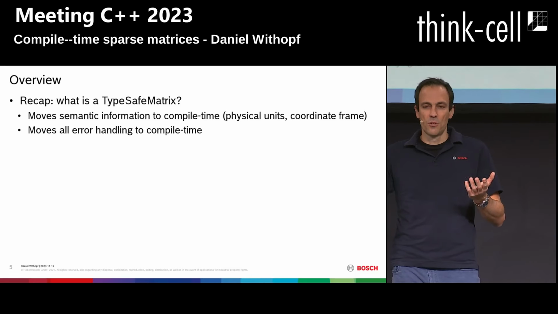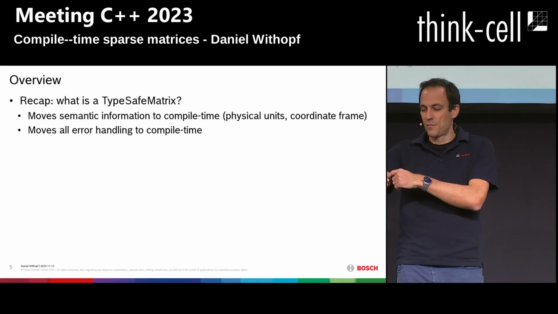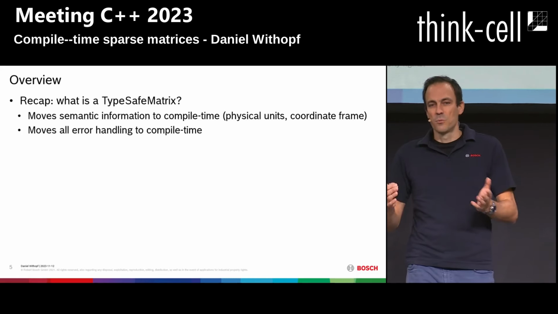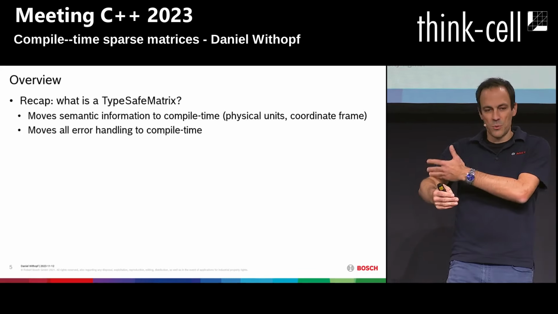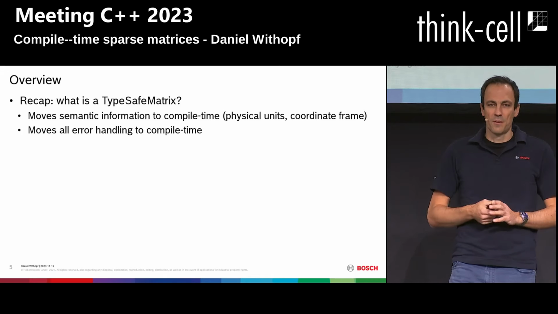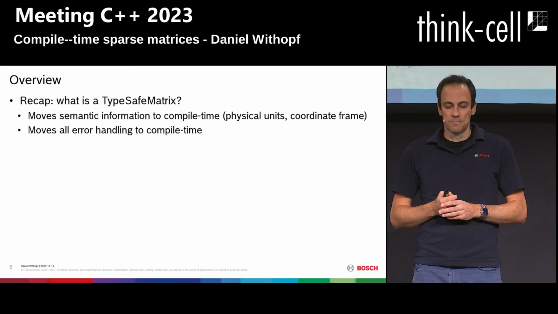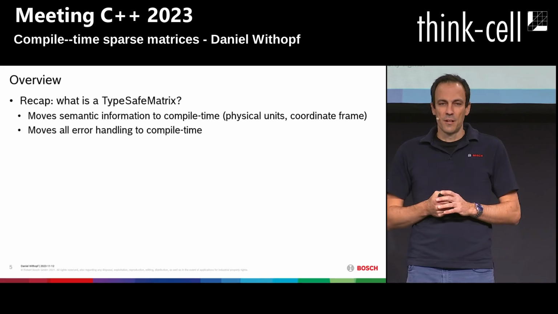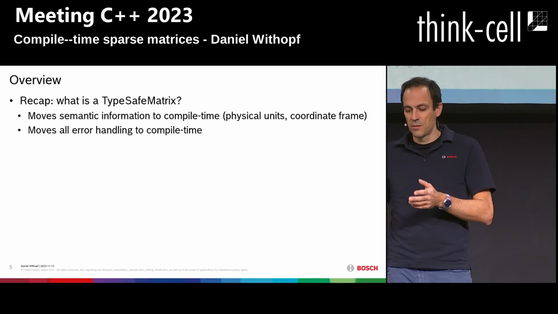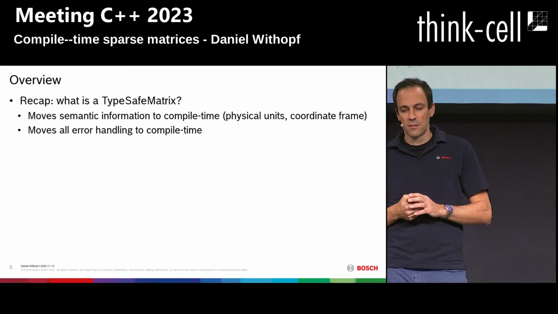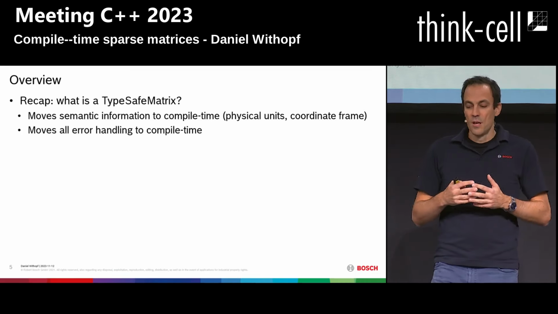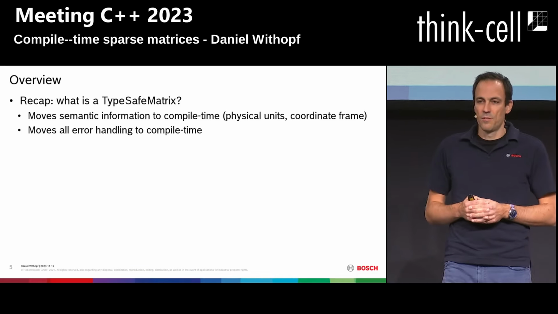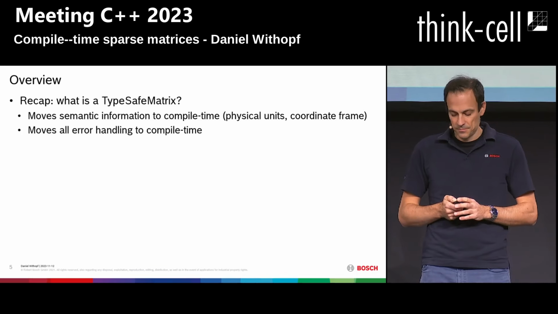So for example, if you have a robot with arms and different joints, then usually each of these joints has its individual coordinate frame, and you don't want to end up adding a position vector from one joint to a position vector from another joint, because that doesn't make sense really. And the last annotation is also that we annotate the type or kind of vector and matrix. So there are covariance matrices, Jacobians, points and displacement vectors, as I mentioned, and all of this is later on used to achieve the goal of moving the error handling to compile time and preventing all of the operations that don't make mathematical sense.